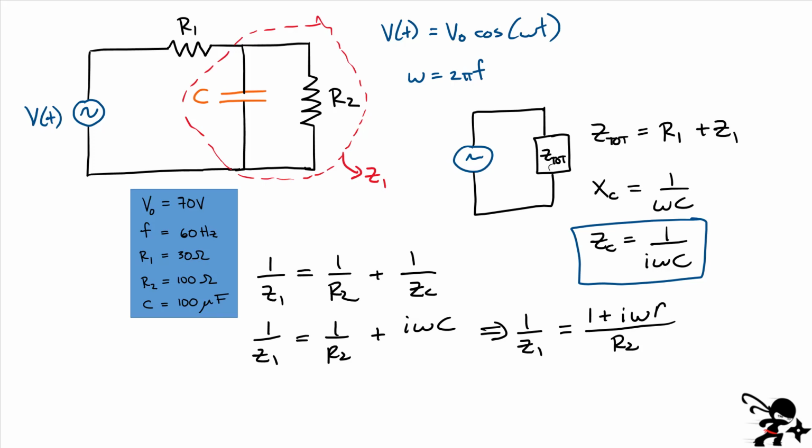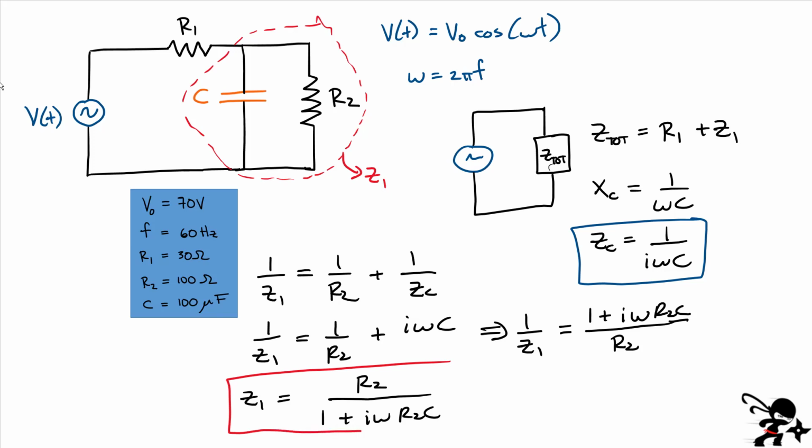I omega R2C. Okay, now we have to just take the reciprocal of each side here, so we're left with our final expression for Z1 is going to be R2 divided by this complex number here, and that's fine, 1 plus I omega R2C. Okay, so that's our value for Z1.